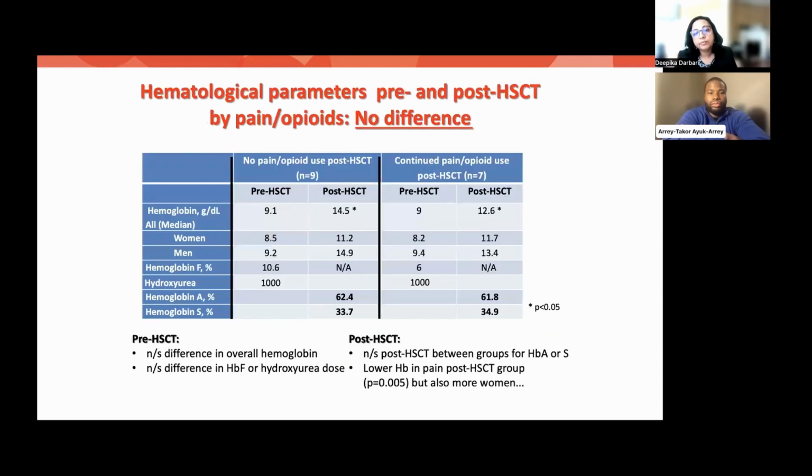Next slide. So we wanted to see, was there something different in their labs prior to transplant that may help us identify these individuals? As you can see here, there were really no differences. So in labs prior to transplant, there were no differences between the patients who had no pain and opioid use after transplant, and those who had pain and opioid use after transplant. Next slide, please.